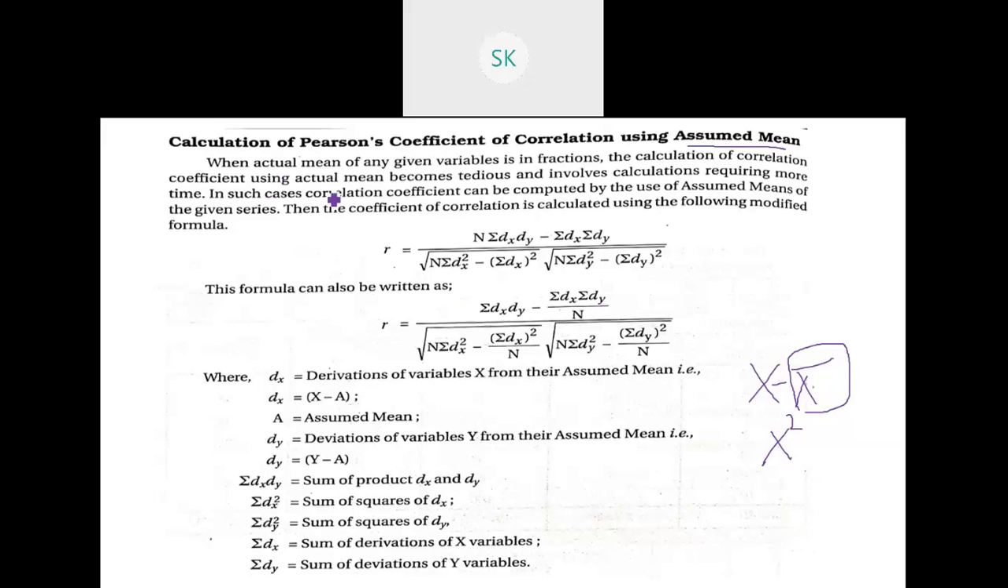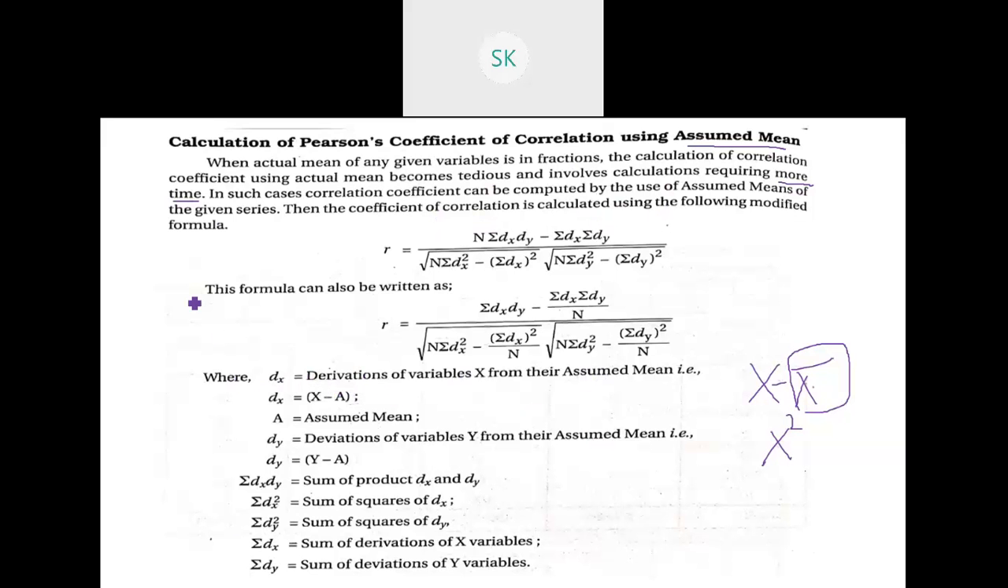Next, let us read further. The calculation of correlation coefficient using actual mean becomes tedious and involves calculations requiring more time. That is the main constraint. More time will be consumed. In such cases, the correlation coefficient can be computed by using the assumed mean of the given series. Then the coefficient of correlation is calculated using the following modified formula.